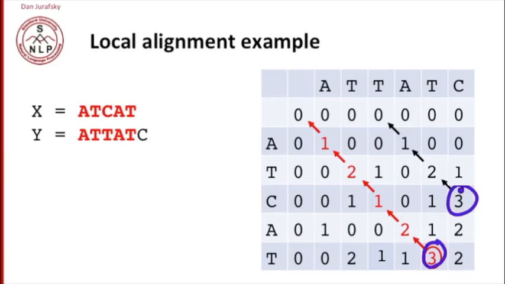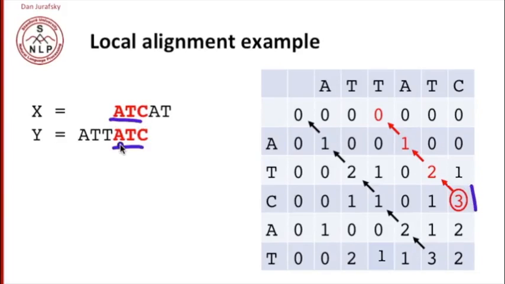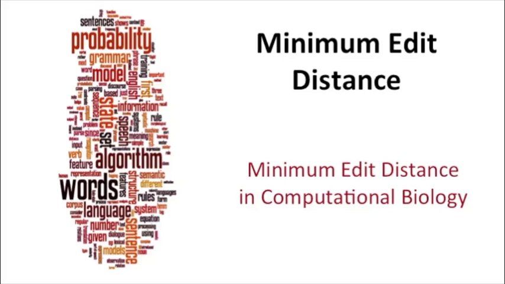So one of them corresponds to the alignment ATCAT to ATTAT. So we have 4 symbols that match, 1 mismatch, so that's going to be a score of 3. And the other one over here corresponds to the alignment between ATC and ATC, where we have 3 matching symbols. So those are some of the more advanced variants of edit distance that we see in computational biology.